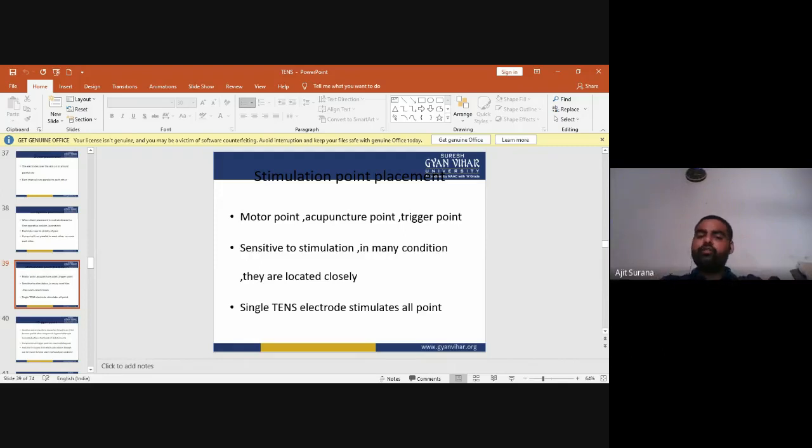Now the third one is the stimulation point placement. Stimulation point placement means placement over the motor point, acupuncture point, or trigger point, which are sensitive to stimulation in many conditions. They are located closely, so a single TENS electrode stimulates all the points. So this is all about the stimulation point placement: motor point, acupuncture point and trigger point.